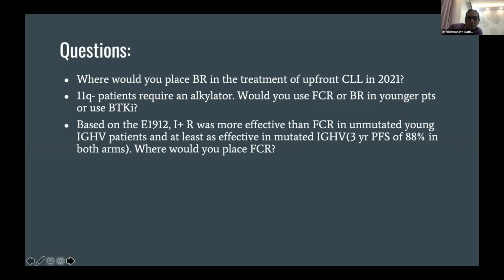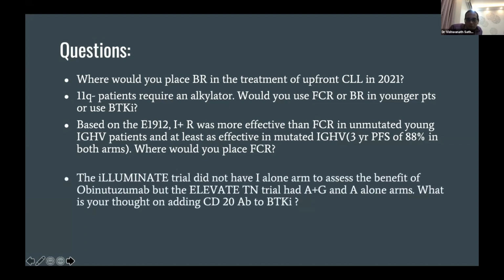I think the next question you answered: in the mutated IGHV, yes, we could still use ibrutinib-based therapy, or we could go for FCR. So this is something you answered in your talk. And the next question: the Illuminate trial did not have an ibrutinib alone arm. But the Elevate-TN trial had 3 arms: acalabrutinib plus obinutuzumab, and an acalabrutinib alone arm. That's where you could find that there was an 8% benefit with the addition of obinutuzumab. So what are your thoughts on this?